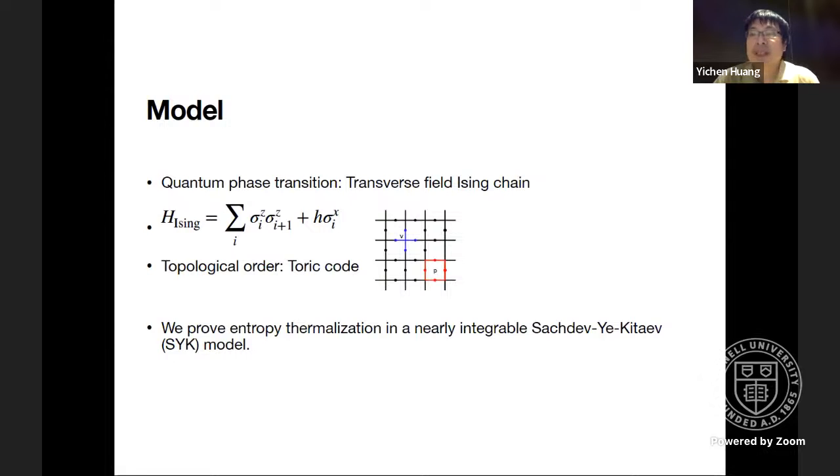Okay, so the main result of this talk is that we will give a particular model, and in this model, we will prove entropy thermalization. And before I introduce the model, I would like to give some motivation of why we are interested in giving such a model. So in condensed matter physics, we know that we are handling quantum many-body systems, and these systems are typically very complicated, so that we cannot solve them exactly.